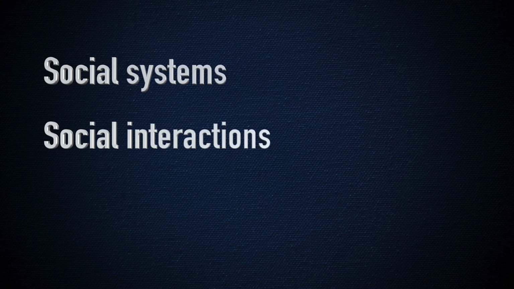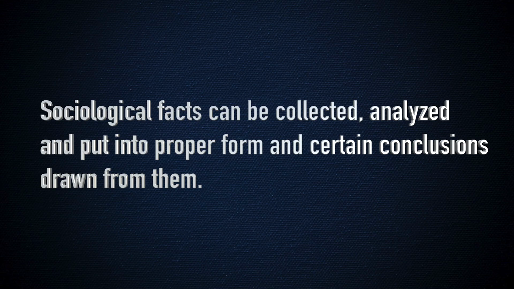Methods of sociology. Sociology is objective study of social systems, social interactions and social institutions. Sociology uses different methods by which sociological facts can be collected, analyzed and put into proper form and certain conclusions drawn from them. As the social phenomenon is very complex and the data to be collected are very large, it is difficult to suggest which particular method should be employed by sociology. The sociologists have therefore been employing various methods for investigating social phenomenon.